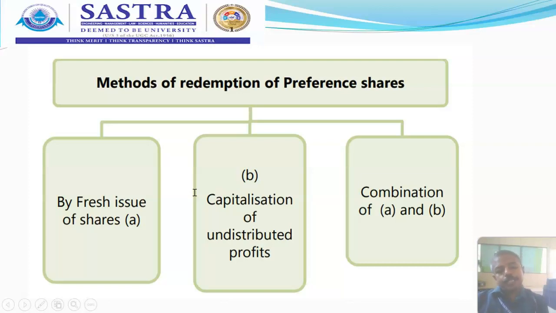So we can use that premium account for the premium on the redemption of redeemable preference shares or debentures, as the case may be. The fifth one is for the purchase of its own shares or other securities from the open market. So we can use the securities premium account.